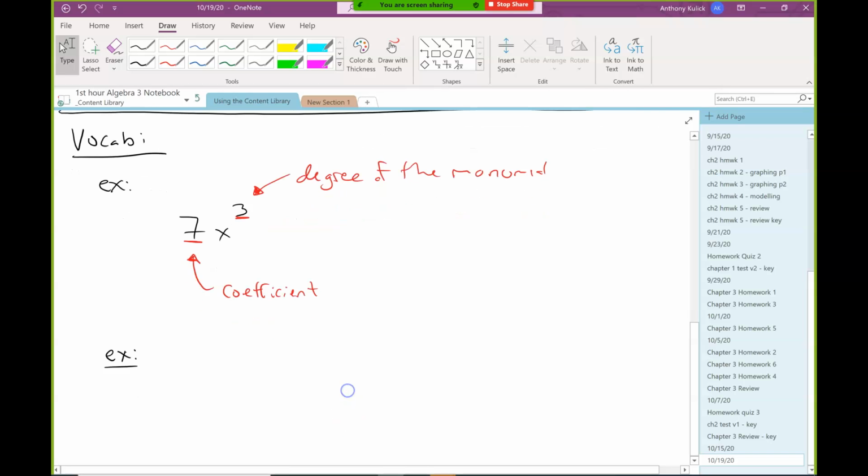Now remember, a polynomial is going to be the sum or difference of several monomials. So this is an example of a polynomial, right? We just have 4 monomials that are being either added or subtracted.